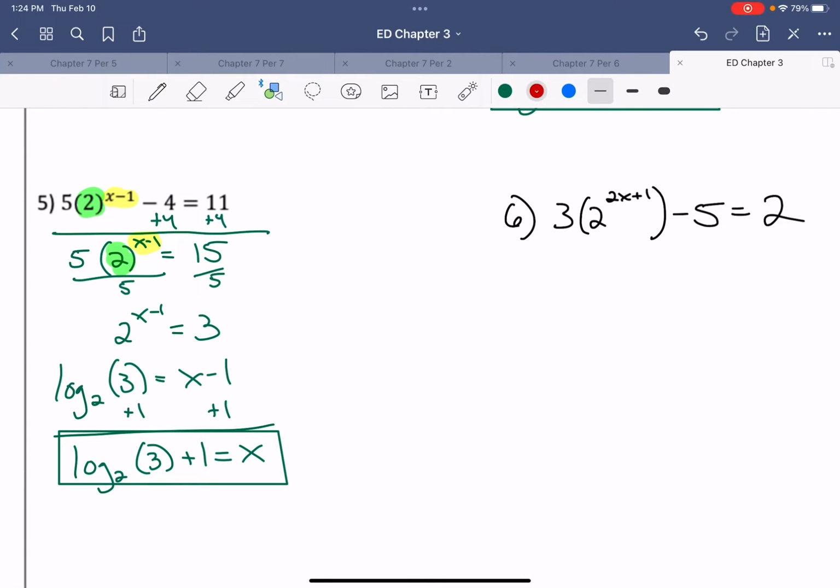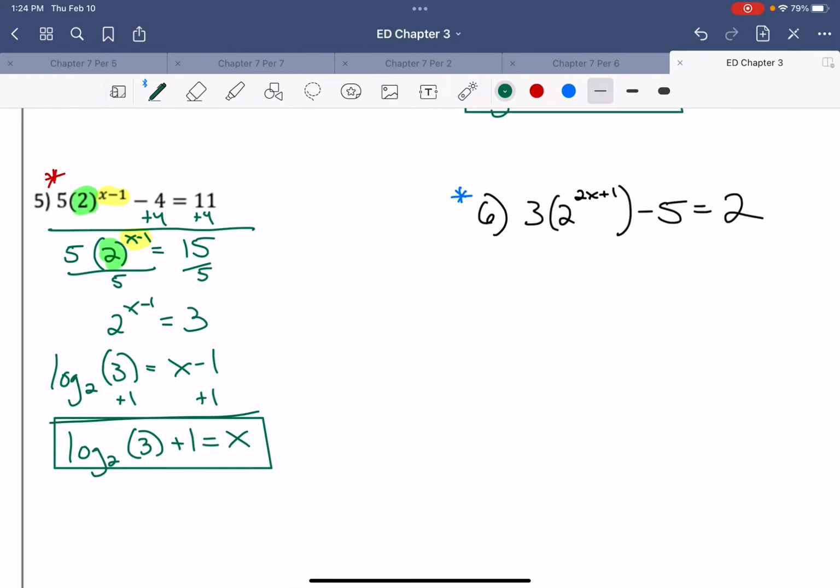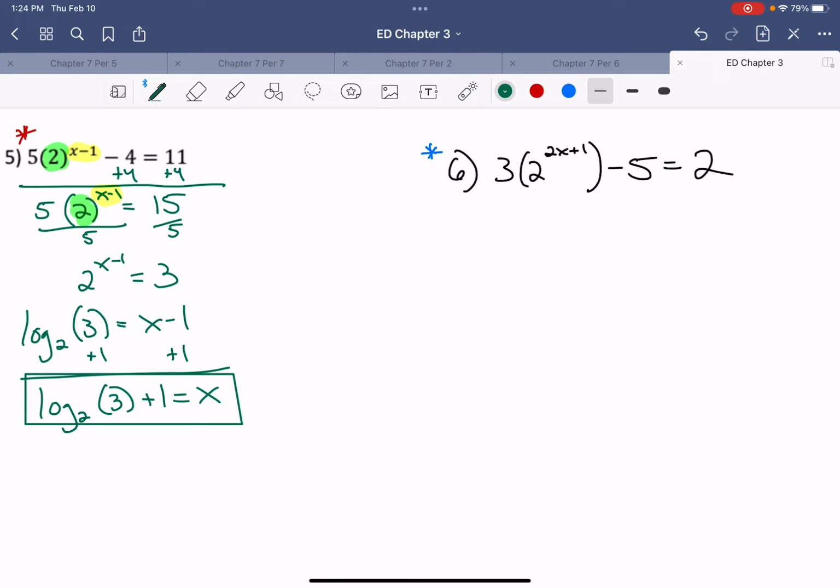That would be the hardest thing you should expect to see on the test. So if you're good with number 5 or problems like number 5, you should be good. Number 6 would be the hardest thing you could expect to see in a worksheet, right? So we want to make sure we can get our assignment done as well. So start getting the part with the exponent alone. So in this case, you'd have to add the 5 first.